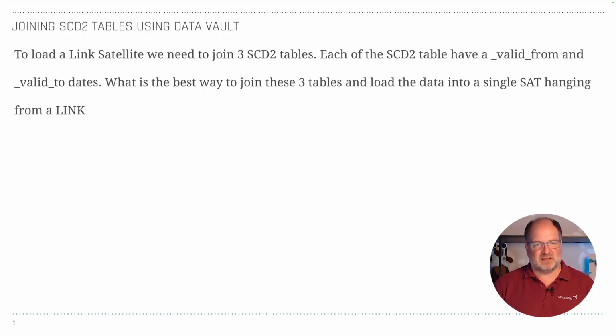To load a link satellite, we need to join 3 SCD, slowly changing dimensions, type 2 tables. Each of the SCD2 tables has valid from and valid to dates. What is the best way to join these 3 tables and load the data into a single satellite hanging from a link?